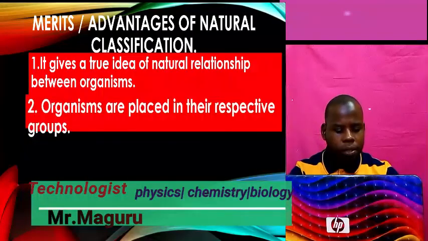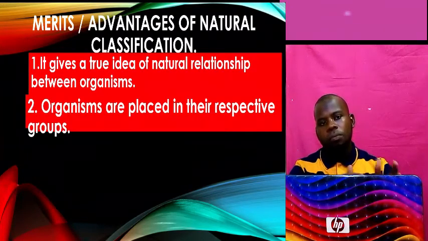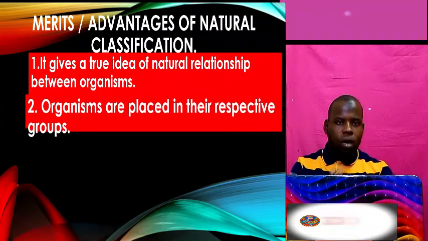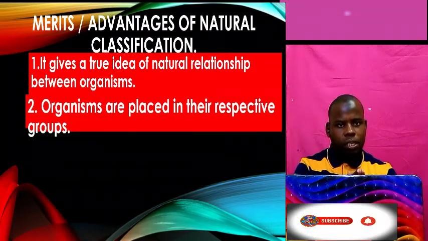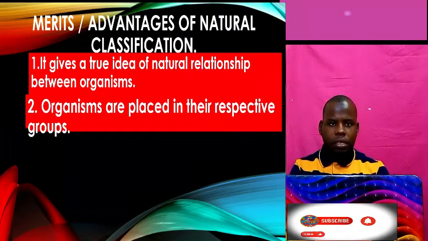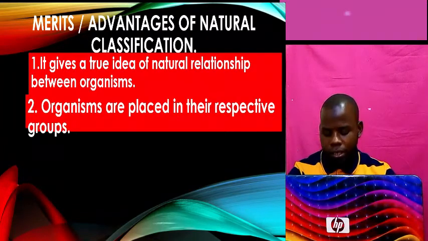Advantage number 2: organisms are placed in their respective groups. Yes, because since we study in depth, we know their groups according to their features. So we group the insects in a specific group. Aquatic organisms, we place in aquatic organisms. Terrestrials, we put in their groups, and the plants we put in their group. That is classification, which is natural.